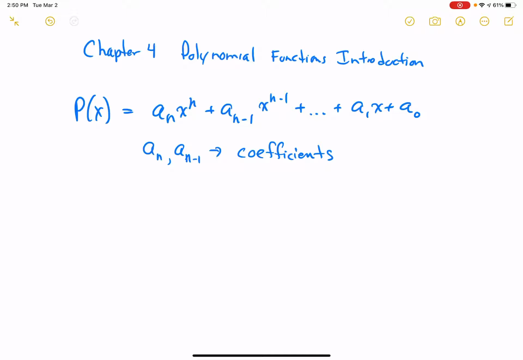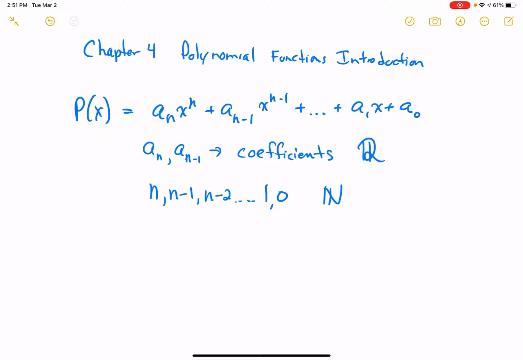Now these coefficients can be any real number. Okay? The n's, however, those are the exponents that we have on our x's. And these, by definition of a polynomial, those have to be natural numbers, or the counting numbers, 0, 1, 2, 3, so on and so forth. So there's no fractions here, and there's also no decimals here.